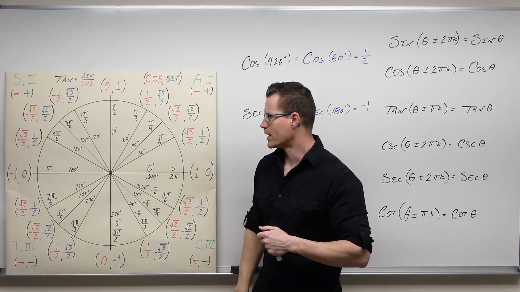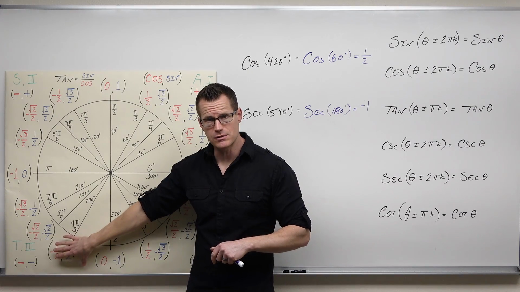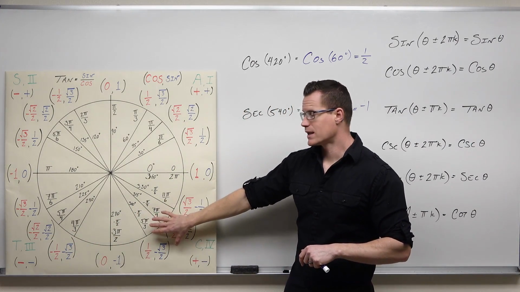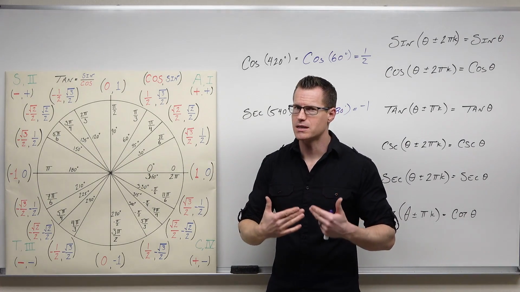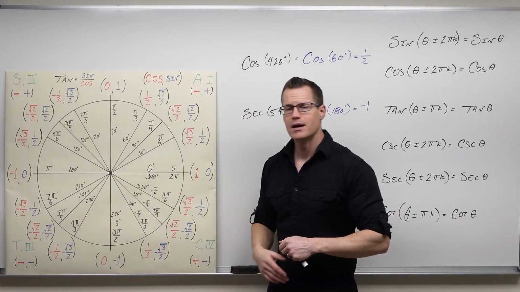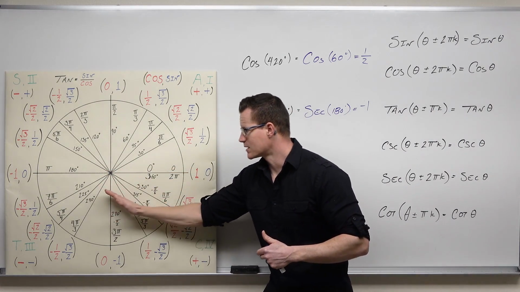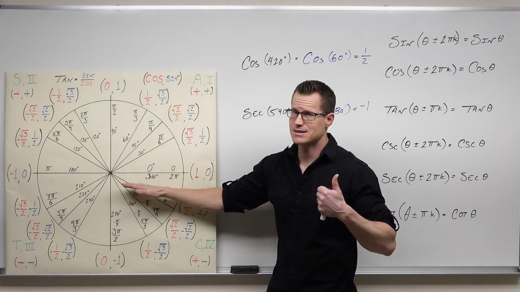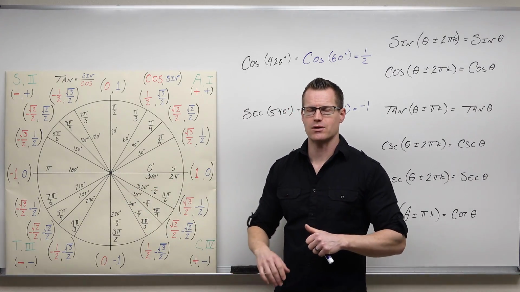And you can work your way around and see that. Only tangent and cotangent are positive here. Only cosine and secant are positive here. Because of the interplay between the signs of our axes, positive x and negative y is going to create, for these particular angles, negative y, which says that sine and cosecant, tangent and cotangent are all negative in that quadrant.